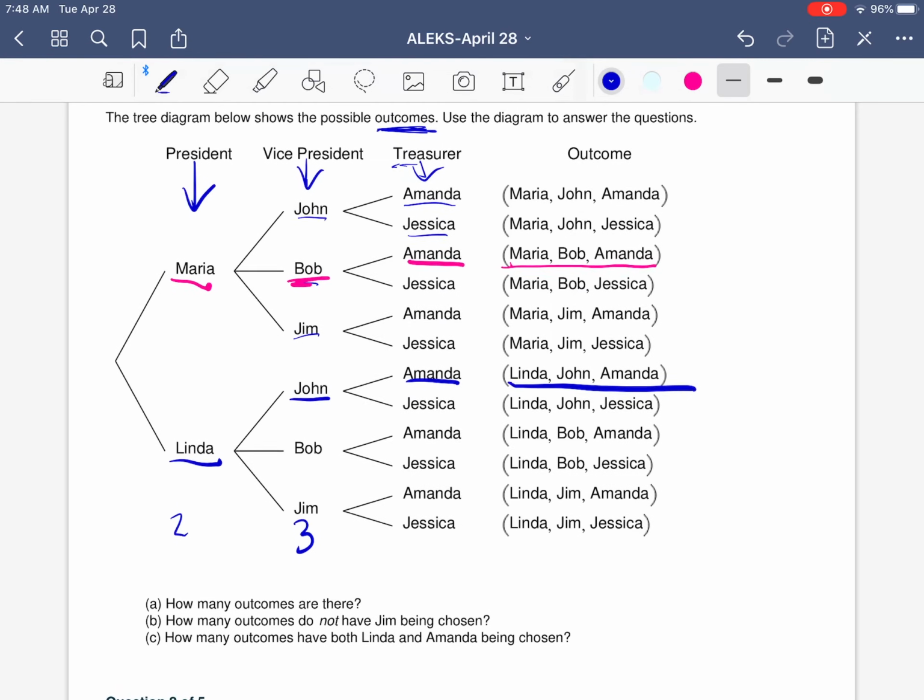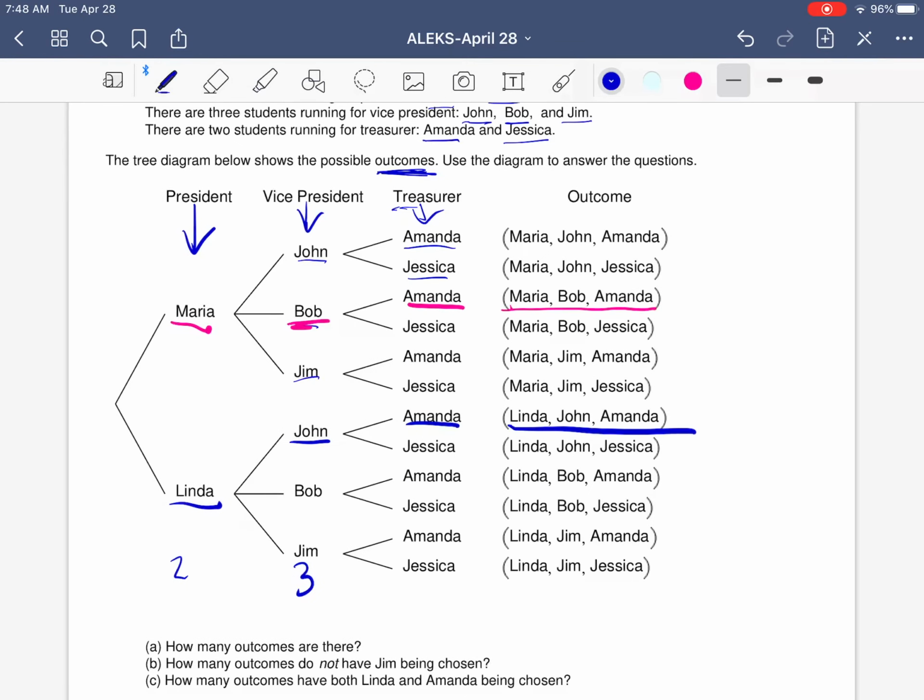So our first question here, how many outcomes are there? So these are all the outcomes, so it's just how many are there? So there's 1, 2, 3, 4, 5, 6, 7, 8, 9, 10, 11, 12. So there are 12 outcomes.